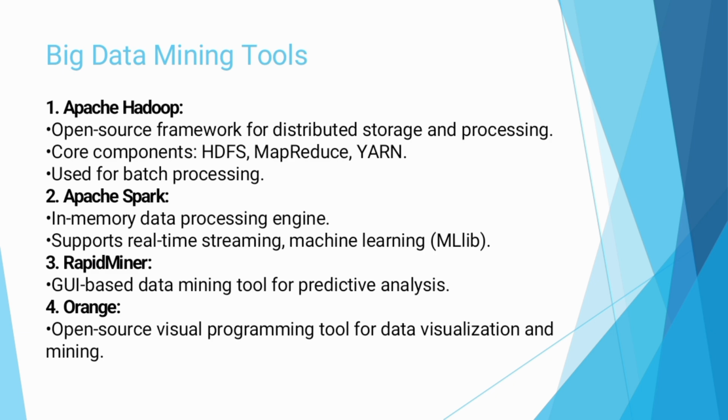Second tool is Apache Spark, faster than Hadoop because it performs in-memory computations. It supports real-time streaming and machine learning via machine learning libraries. Third is RapidMiner, a user-friendly drag and drop tool for predictive analytics. And next is Orange, an open source visual programming tool that combines data visualization and mining capabilities. Each tool has unique advantages depending on the scale and type of the data.